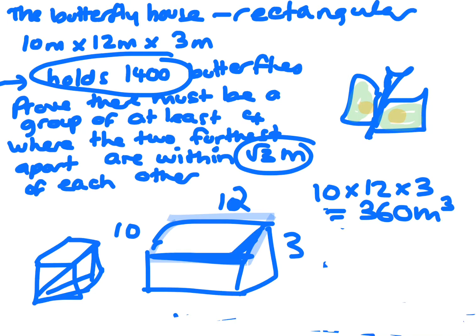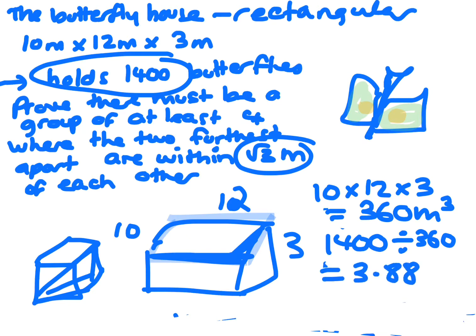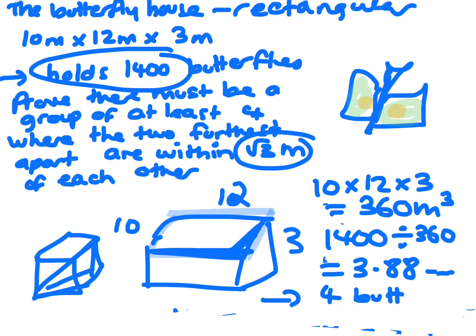cubic meters. So if we have this many butterflies and we divide them by 360 cubic meters, that's 1400 divided by 360. 1400 divided by 360, we get 3.88. So if you round that up, that would be 4 butterflies. You could be guaranteed that there's going to be 3 in each cubic meter. See, that's 3 times 360.